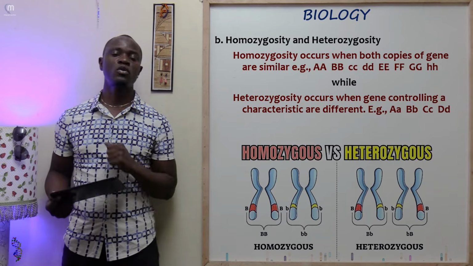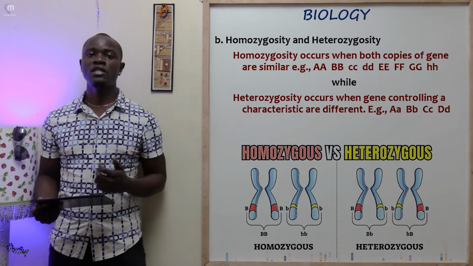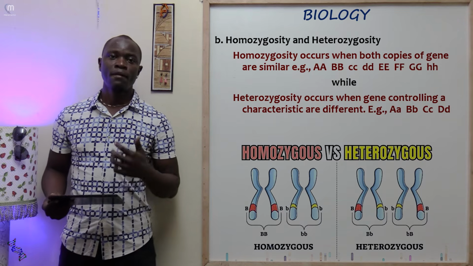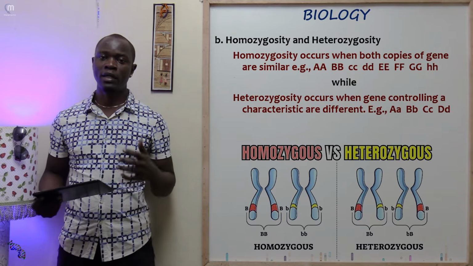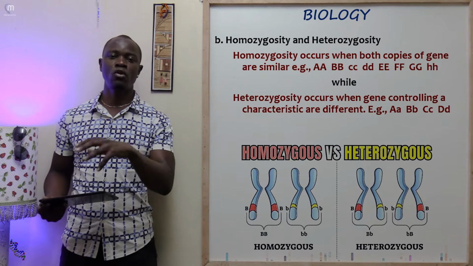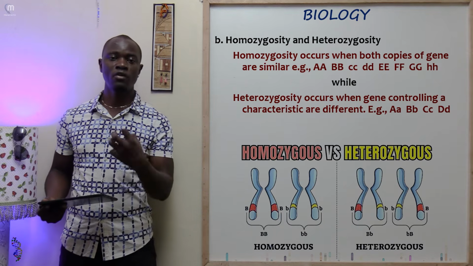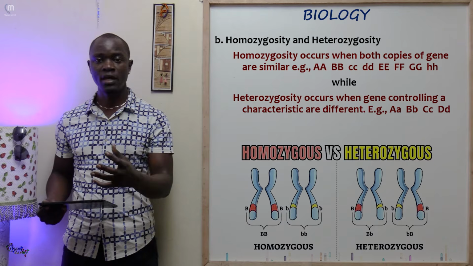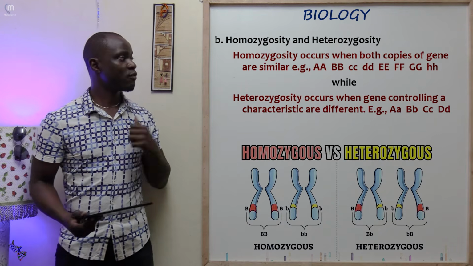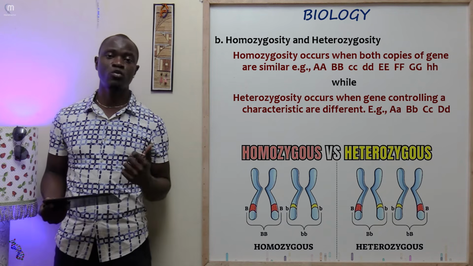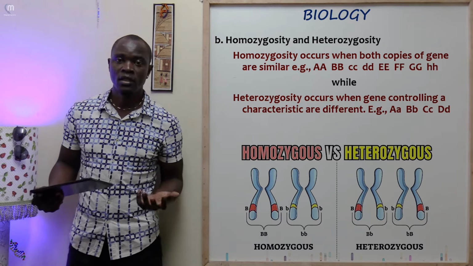So what is homozygosity? Homozygosity simply occurs when both copies of the gene, that is the alleles, are similar. If both of the alleles are similar, that condition is called homozygosity. If you look at the examples we have given, for example we have AA. Those are the alleles.